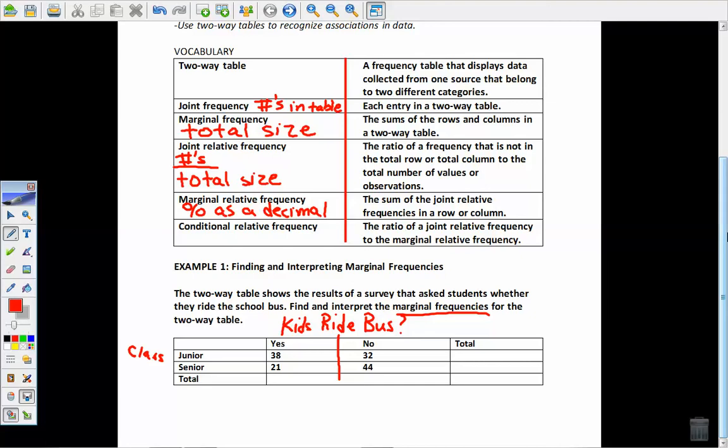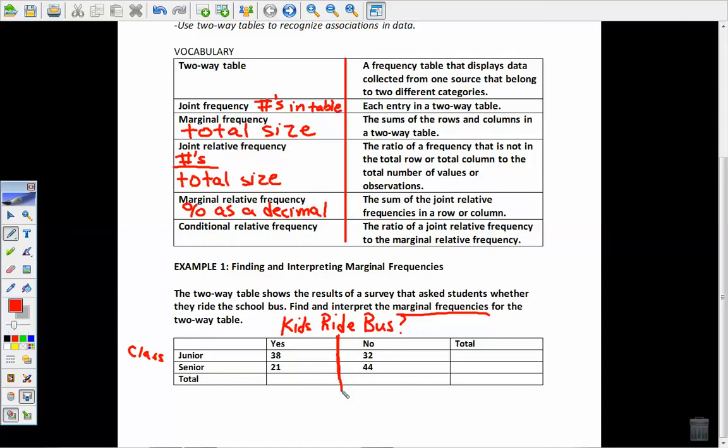What's the joint frequency of 44 mean up there, guys? Or gals? That number 44, what's its joint frequency? What's that joint frequency of 44 mean? It's the number of juniors that do not ride the bus. You've got that, okay? Guys, getting totals here, pretty easy to do, okay?